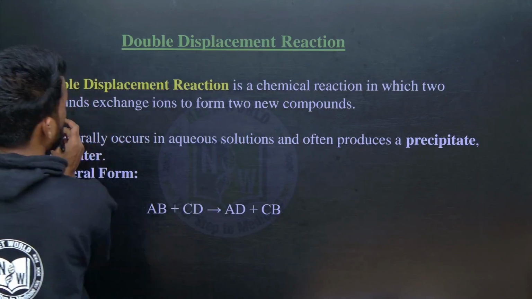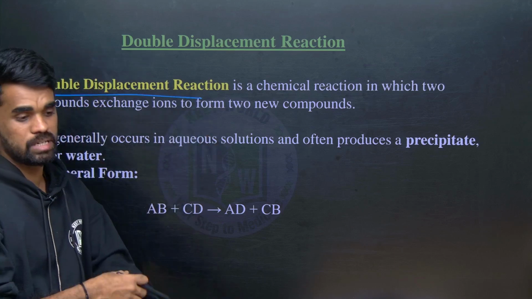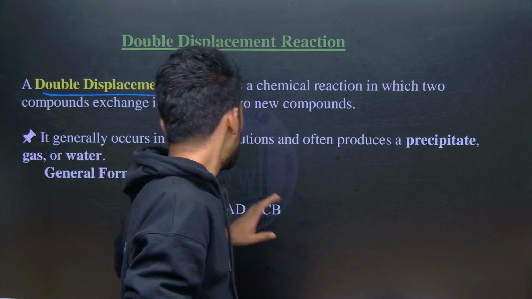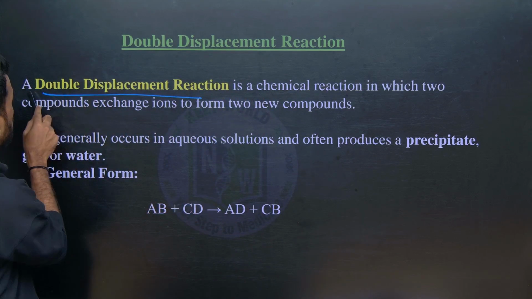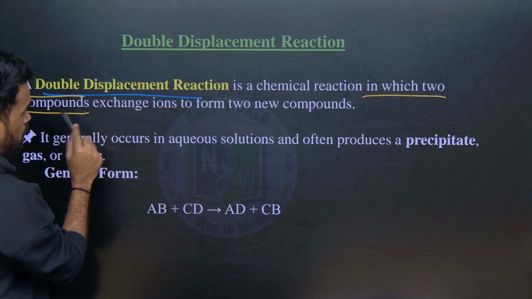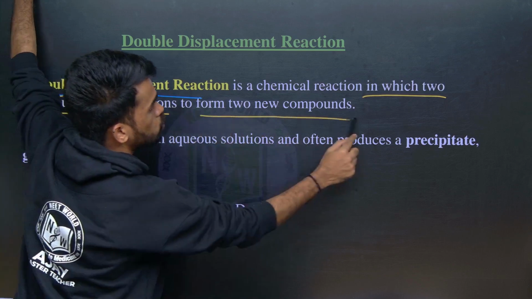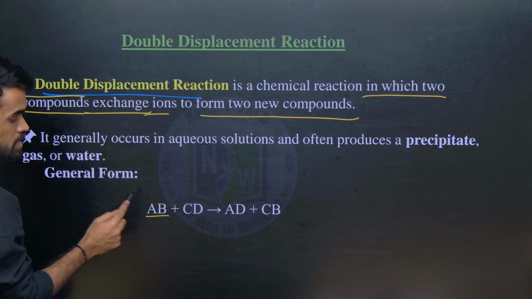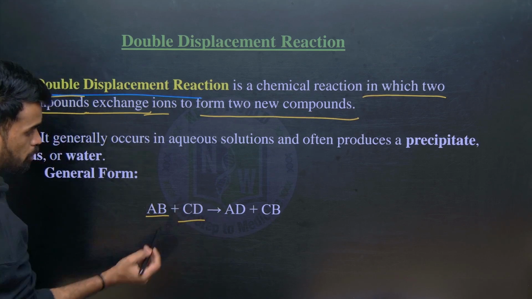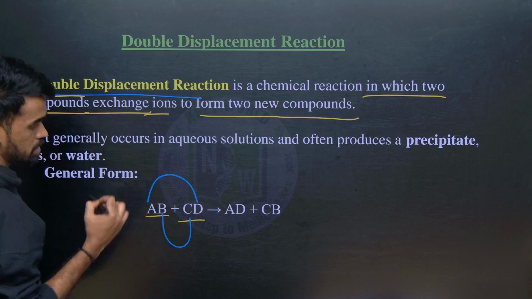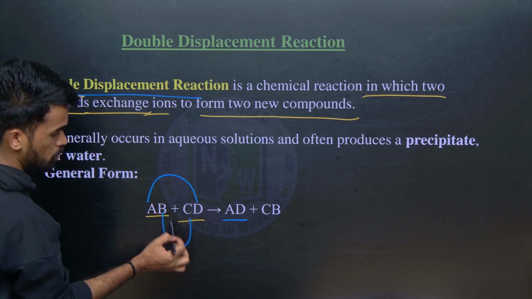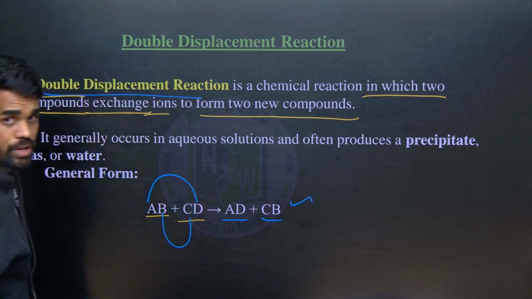The next is double displacement reaction. What exactly is a double displacement reaction? Previously we saw displacement of one element, right? So here two elements will be involved. A double displacement reaction is a chemical reaction in which two compounds exchange ions to form two new compounds. Let us say AB is a compound, CD is another compound. Now what happens? A new compound is formed between AD and BC.